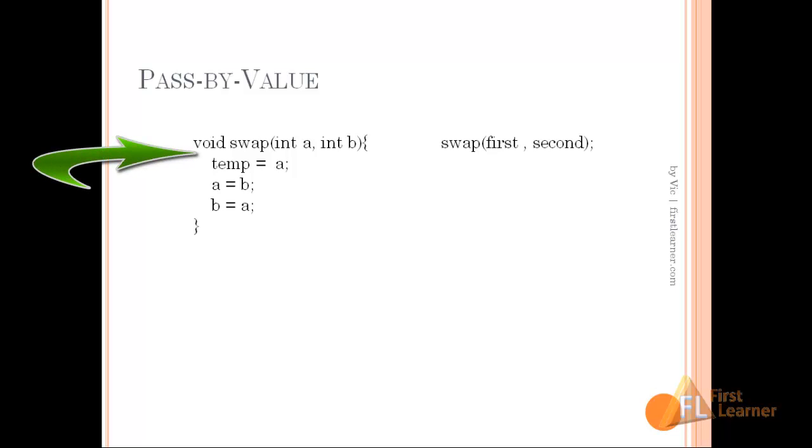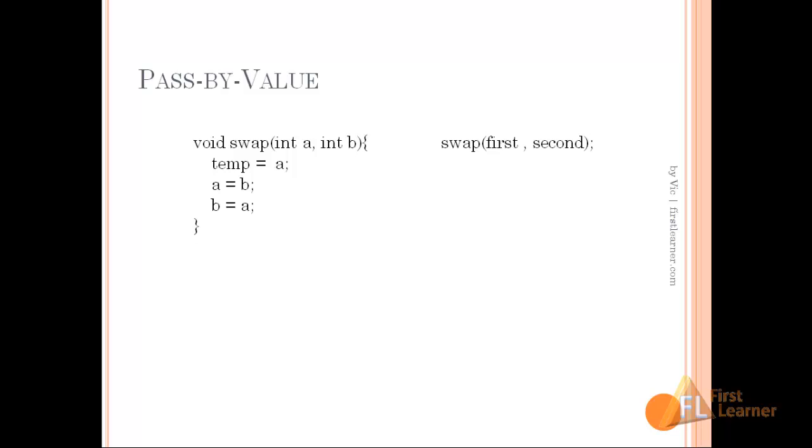Here you can see this is a method for swapping two variable values. Here we have taken an int a and an int b, and we are using a temporary variable to swap the values of each variable. And here we have a method call, that is, we are swapping first and second, and I have assumed that these first and second are both ints.